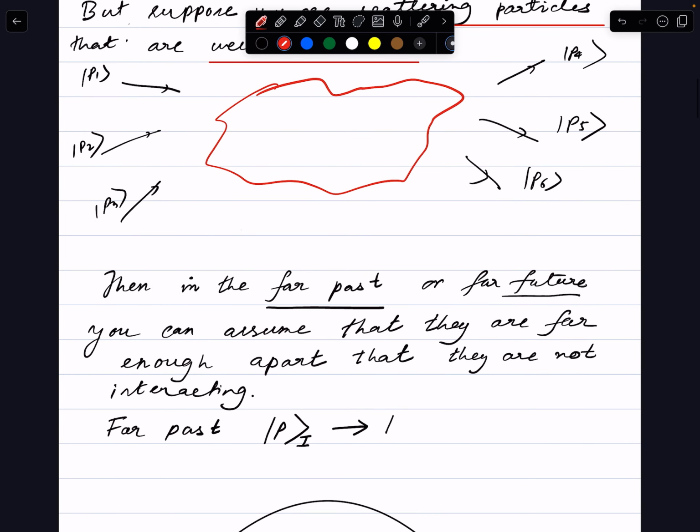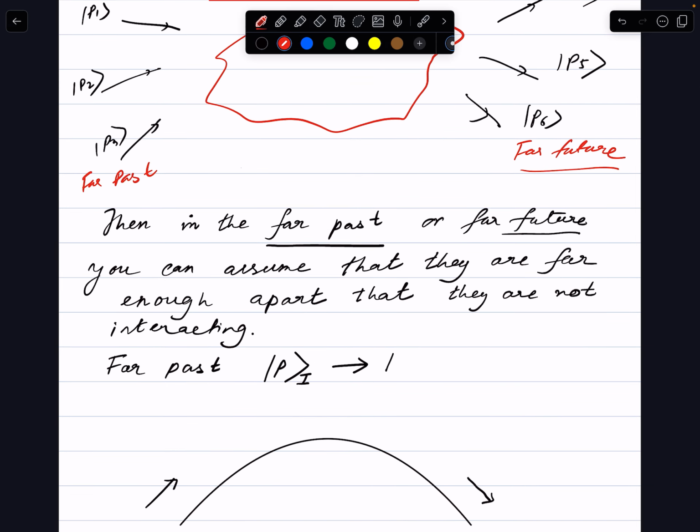So then in the far past and far future, the far past being the beginning of the experiment and the far future the end of the experiment, when they have interacted and separated again, at this point we can assume that they are far enough apart such that they are not interacting. This is an assumption that we make to carry on with the theory: when they are far enough apart, they are not interacting, or the interaction is small enough to be negligible.